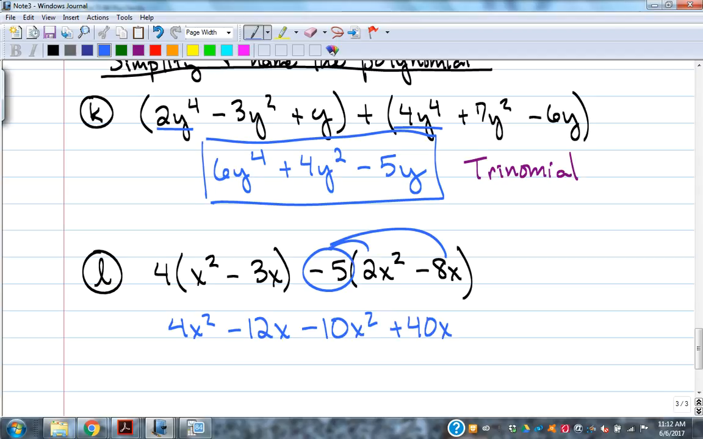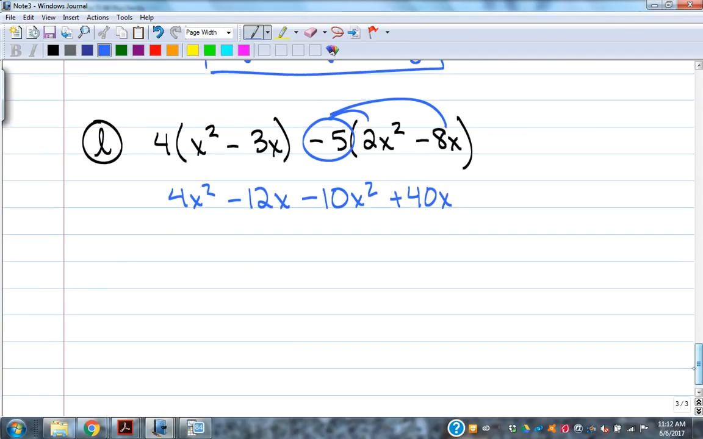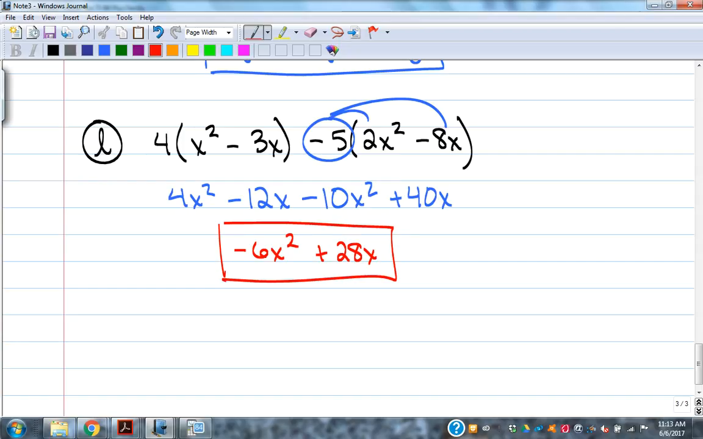Then combine like terms. So positive 4, negative 10, negative 6x squared, negative 12, positive 40, that'd be 28. So we've combined like terms. How would we describe that polynomial? Binomial, yeah, because it has two terms. A binomial. All right. So that gets us through the first part of R3 that we'll use in the semester.